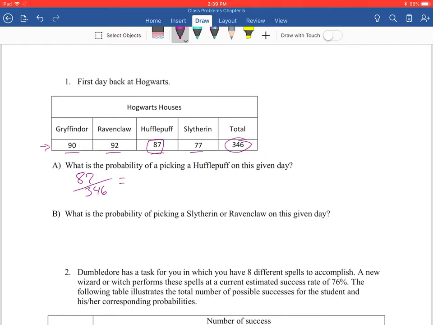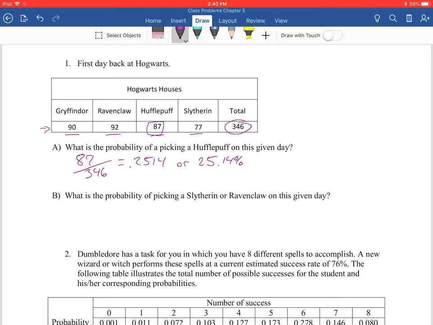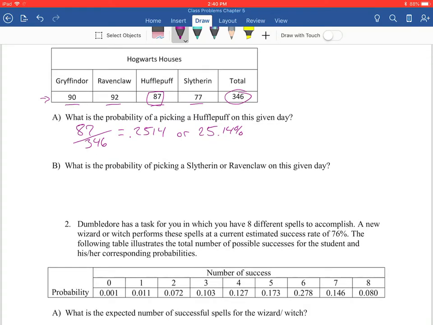And so we divide this out, and we're going to get 0.2514, or 25.14%. So the probability of picking a Hufflepuff at random here would be about a quarter, 25%. And if there's 4 houses, it kind of makes sense, right? If you had 4 houses, that means they're probably evenly distributed amongst each other. But that is how we find the probability. You take the number 87 divided by 346. That's how we're getting our probability for picking a Hufflepuff.